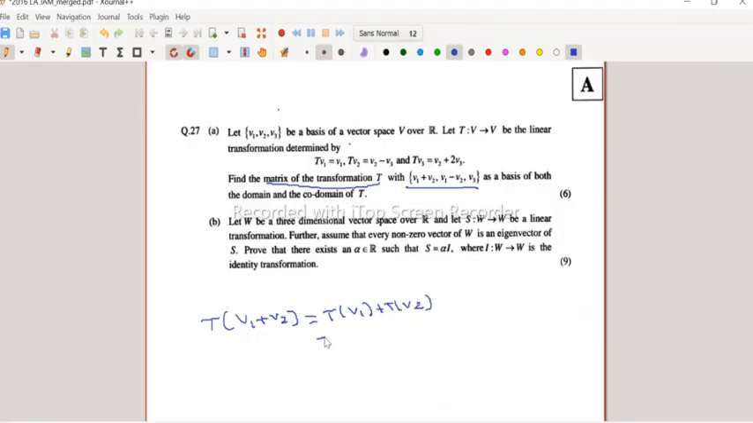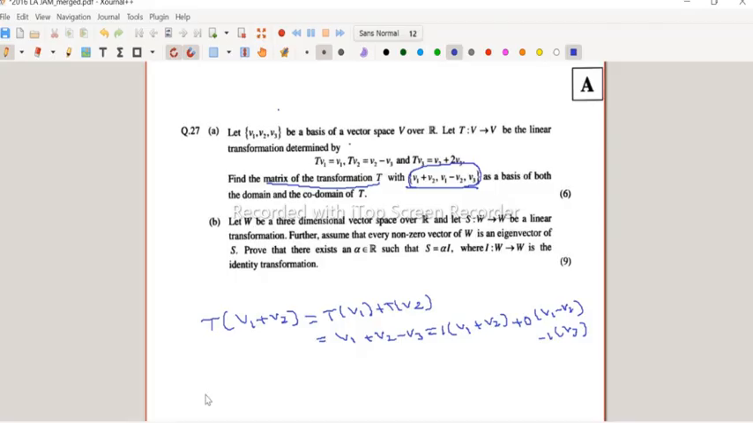They already defined T of V1 is V1, and T of V2 is V2 minus V3. Now this final answer we have to rewrite as a linear combination of these three vectors: V1 plus V2, V1 minus V2, V3. We can write 1 times V1 plus V2, and there is no V1 minus V2, therefore 0 times V1 minus V2. V3 is there, therefore minus 1 times V3.